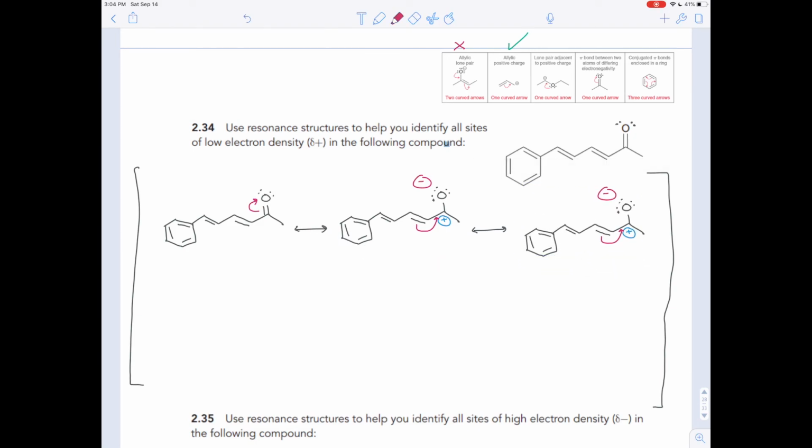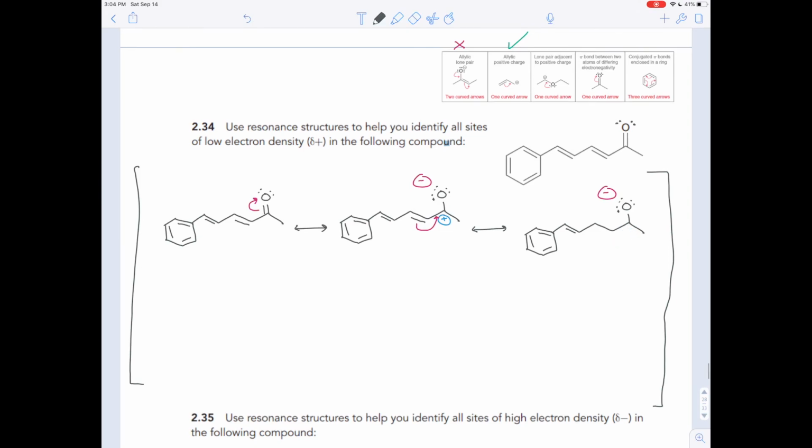So anywhere where you have the tail of a curved arrow, you erase electrons. Anywhere where you have the head of a curved arrow, you draw them in. If the head of a curved arrow is pointing at a bond, then you draw those in as a bond. And if you calculate the formal charges, you would see that there would be a positive 1 formal charge here.